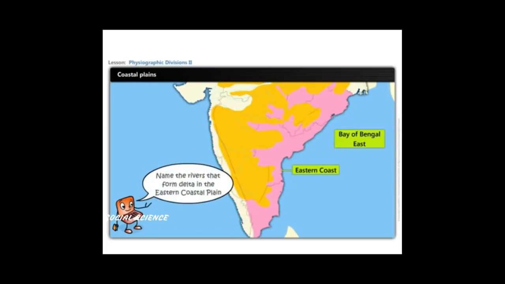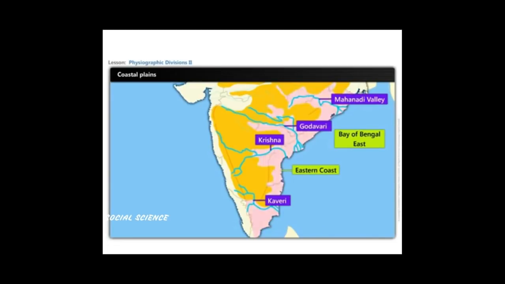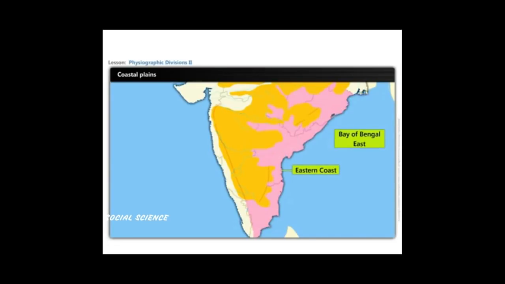Name the rivers that form delta in the eastern coastal plain. Large rivers such as the Mahanadi, the Godavari, the Krishna and the Kaveri have formed extensive delta on this coast. The largest saltwater lake in India, Chilka, is an important feature along the eastern coast.